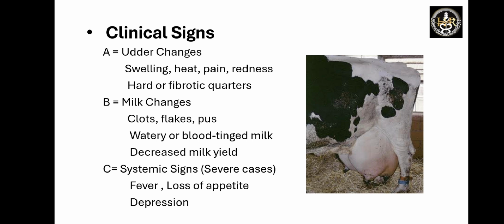The second group of signs involves changes in milk. Milk may contain clots, flakes, or pus. It may become watery or blood-tinged. Milk yield is usually decreased. Third, systemic signs. In severe cases, systemic signs may also be observed. These include fever, loss of appetite, and depression.